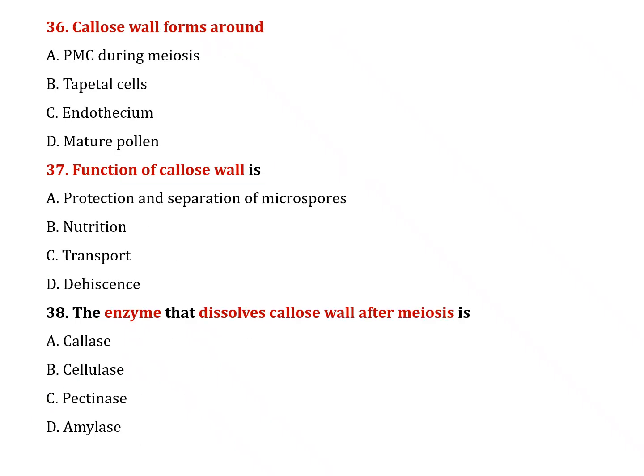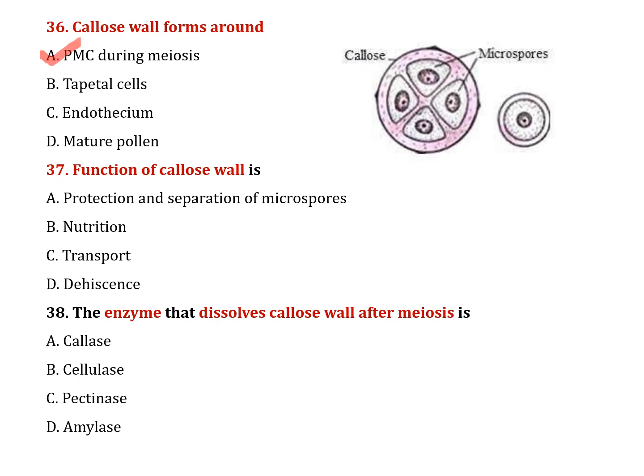The next question, number 36. Callose wall forms around: option A, pollen mother cell during meiosis; option B, tapetal cell; option C, endothecium; option D, mature pollen. Correct answer is option A, pollen mother cell during meiosis. This is the callose wall, and these are the microspores.